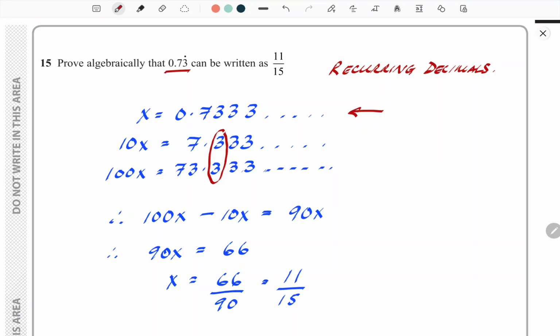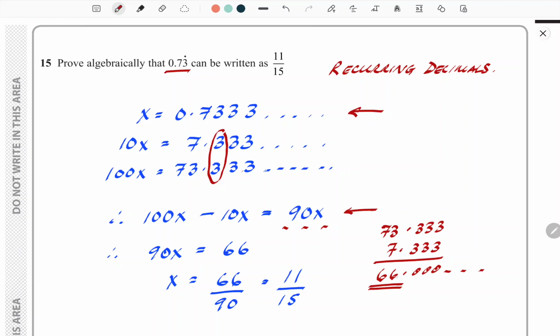So when you take one away from the other, you get rid of all decimals. You're left with just an integer number. So for example, 100x minus 10x is 90x, fine. And that is effectively 73.333 minus 7.333, and that gives us 66.000, etc. That is what we're after.